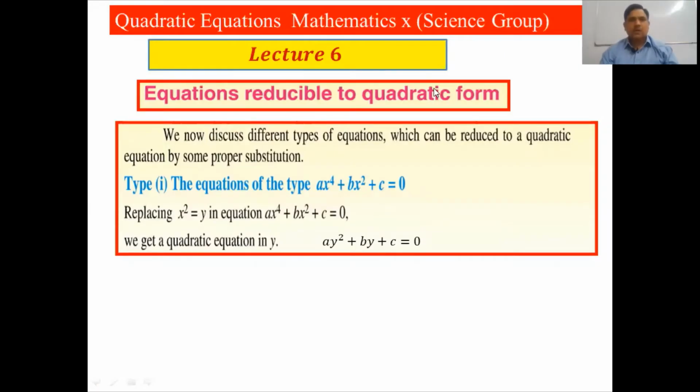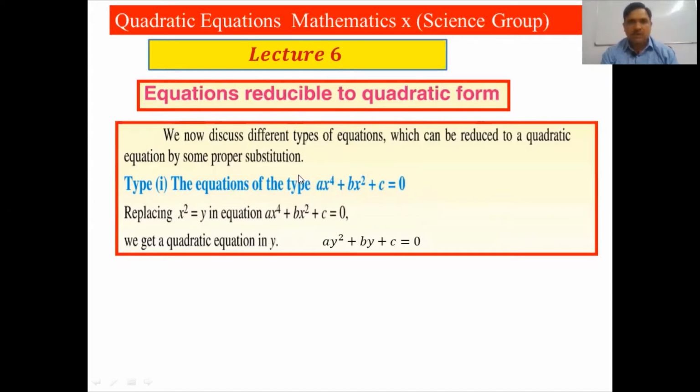In the last lecture, we derived the quadratic formula by using the completing square method and utilized that formula to solve quadratic equations. We now discuss different types of equations which can be reduced to a quadratic equation by some proper substitution. Type 1: the equation of the type ax^4 + bx^2 + c = 0. So this equation is of order 4. We are interested to convert this equation into a quadratic equation.